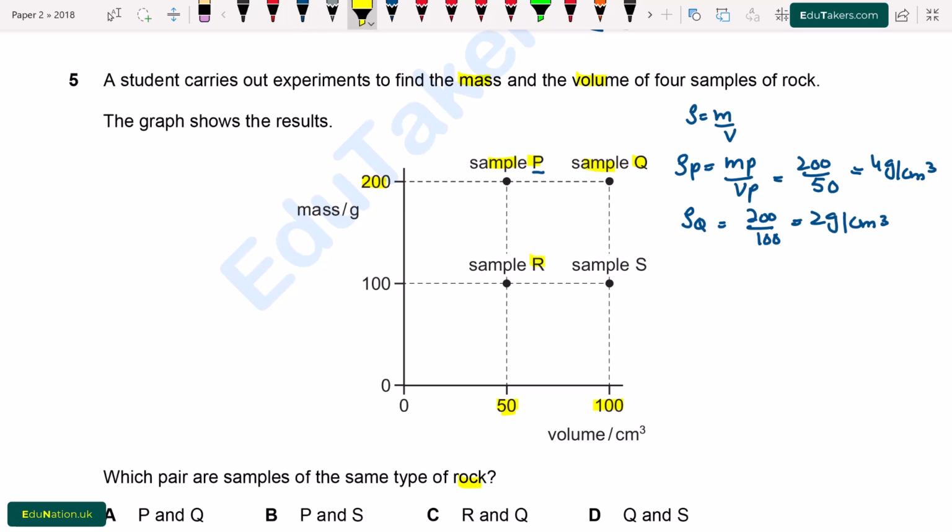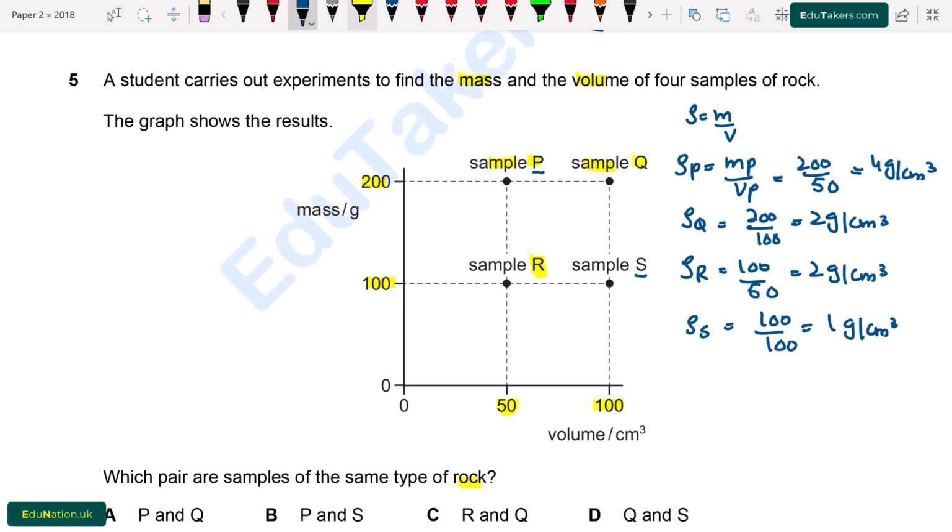For the sample R, mass is 100 gram while the volume is 50. So I write here 100 over 50, which is again equal to 2 gram per cubic centimeter. For the sample S, density will be 100 divided by 100, which is equal to 1 gram per cubic centimeter.